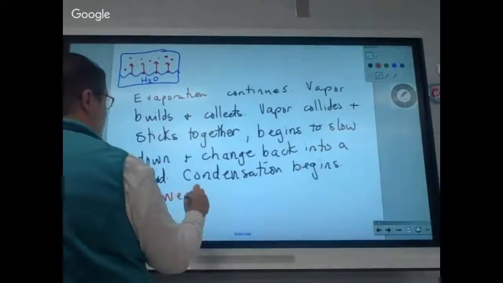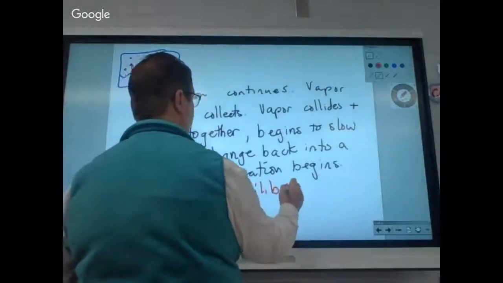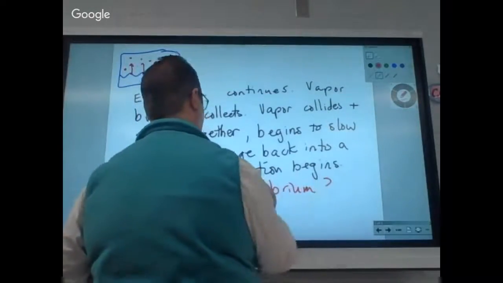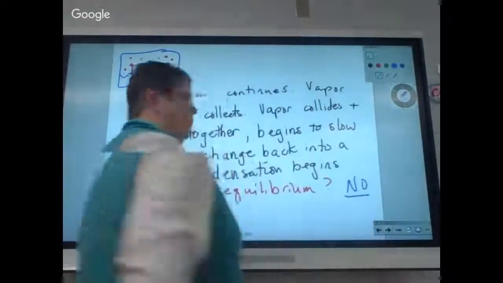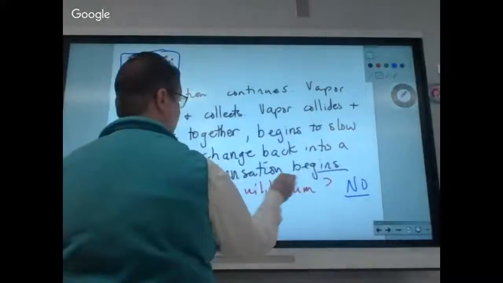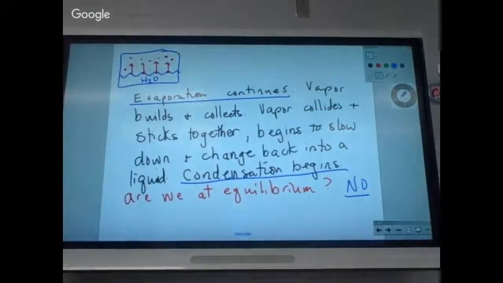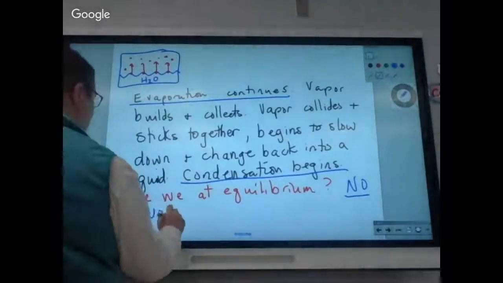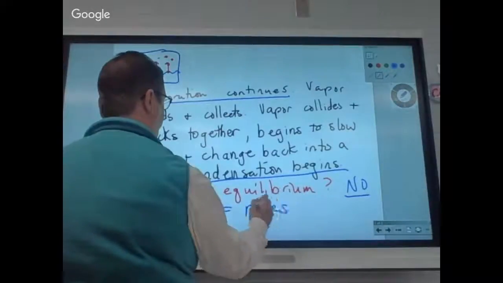Are we at equilibrium? Yes. No. It just started. Okay? This one started. This one is continuing. What have we not said? It's not equal. It's not equal. All right? They're not at equal rates.